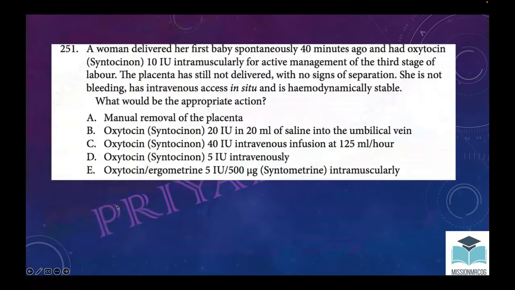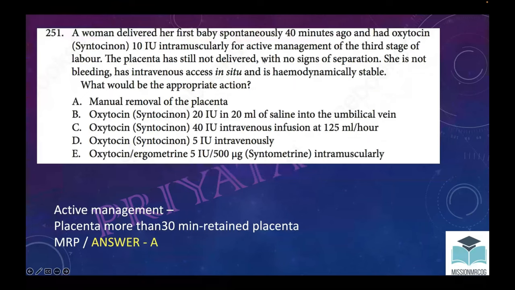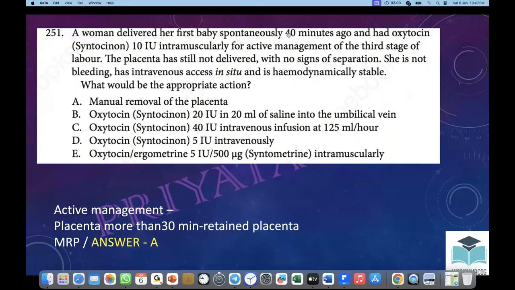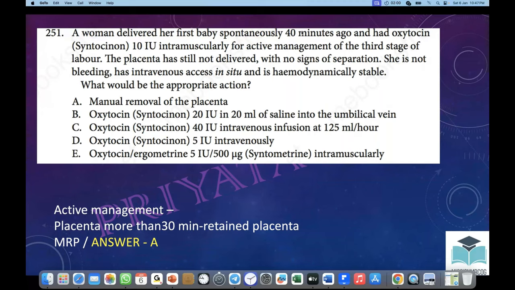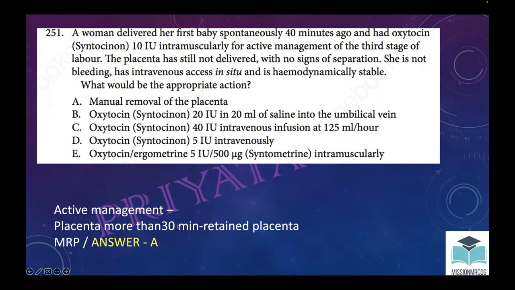Okay, now the patient delivered her first baby, 10 units intrauterine, 10 units IM syntocinone given, placenta not delivered, she is not bleeding, IV access, hemodynamically stable. What should be the action? Manual removal of placenta? Yes. 40 unit, no, this is 40 minutes. Delivery was 40 minutes ago. This appears to be confusing, because reading of the question is very important. So in active management, if the placenta is not delivered for more than 30 minutes, it is the definition of retained placenta, do MRP.